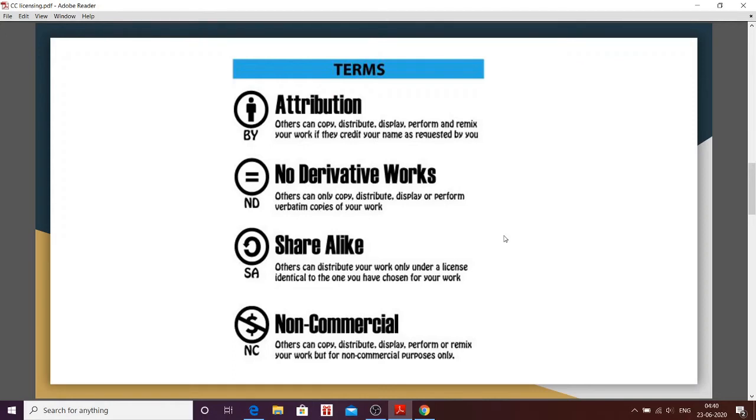Attribution means others can copy, distribute, display, perform and remix your work if they credit your name as requested by you. They should give a reference that the original work was done by this person. Second is non-derivative or no derivative works. That means others can only copy, distribute, display or perform verbatim copies of it. They have to use it word by word, or like the figure itself, they cannot change anything in the figure. Third is share alike. Others can distribute your work only under a license identical to the one you have chosen for your work. Non-commercial means others can copy, distribute, display, perform or remix your work but for non-commercial purposes only.